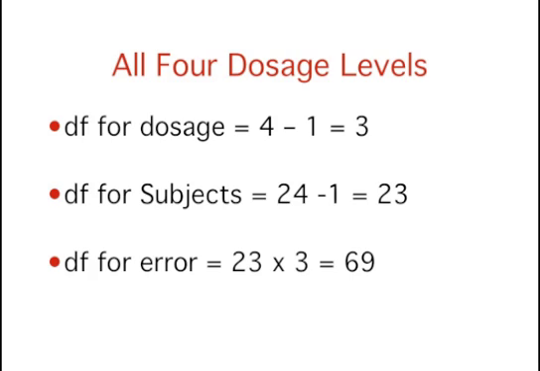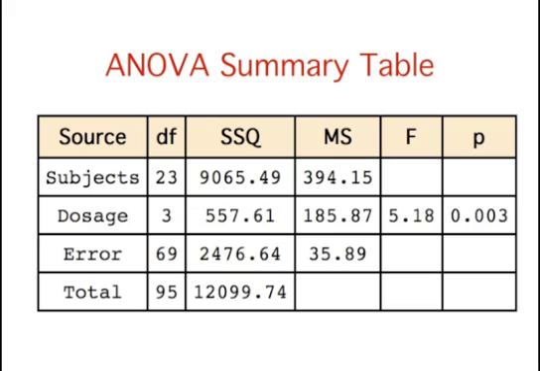Now consider the analysis when all 4 doses are included. With 4 dosage levels, the degrees of freedom for dosage is 3. Since the error is the subjects times dosage interaction, the degrees of freedom for error is the degrees of freedom for subjects, 23, times the degrees of freedom for dosage, 3, and is equal to 69. Here is the ANOVA summary table when all 4 doses are included in the analysis. The effect of dosage is significant, p equals 0.003.